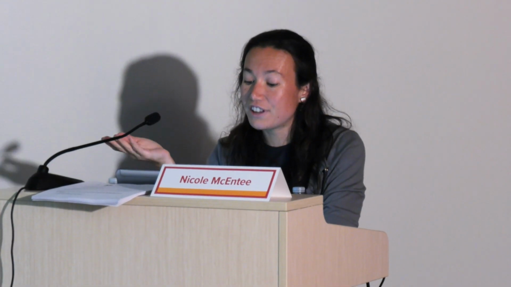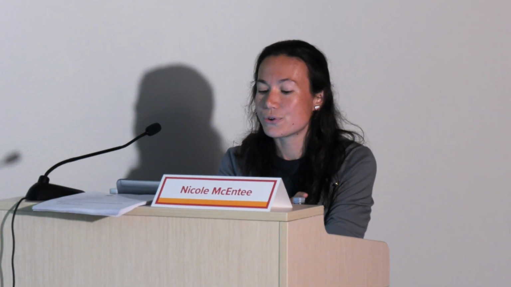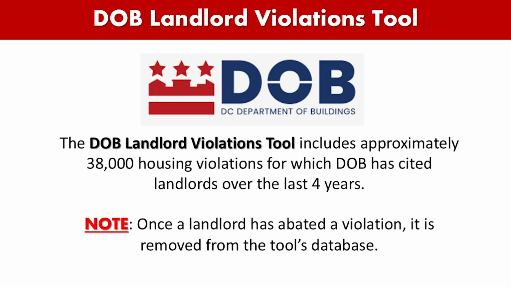So the DOB Landlord Violations Tool includes 38,000 housing code violations over the past 4 years. So there is a ton of data. Now, once a landlord has abated a violation, it is removed from this database. So if your landlord received a violation and then fixed it and abated it, then the DOB will remove that information from this database, so it will not show up. But this database will show anything that they consider unabated at this point in time, which can be very useful.